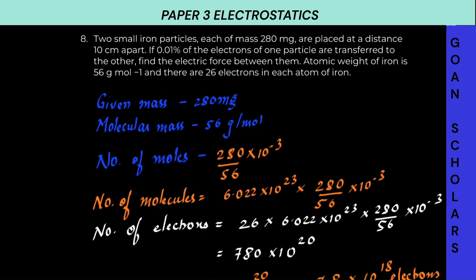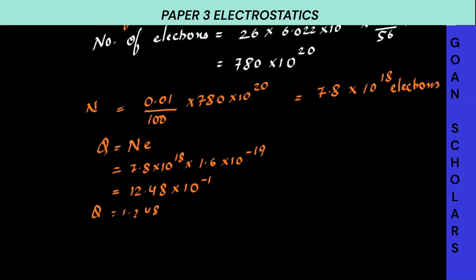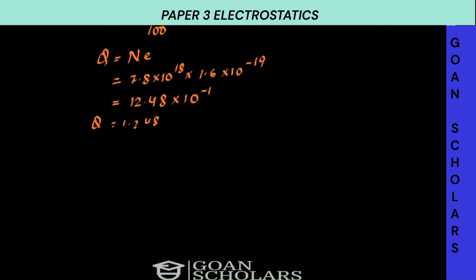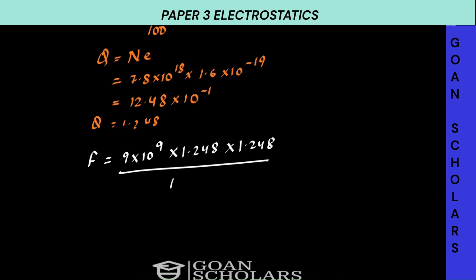Let's read the question once more. Two small iron particles, each of this mass, are placed at a distance 10 centimeter. If this percent of electrons from one particle is transferred to the other, then you have to find the force between them. So each particle has a charge of 1.248. So let's find the force. So force will be K Q1 Q2 whole divided by R square. What is R? 10 centimeters. So 10 into 10 to the power minus 2 whole square, 10 to the power minus 2 because it's given in centimeter.